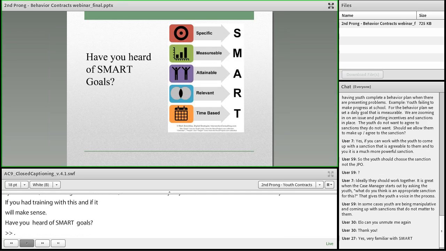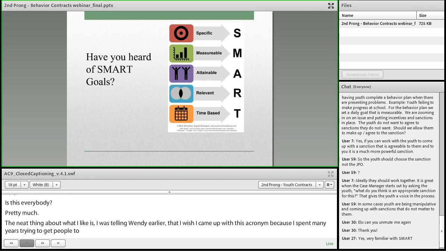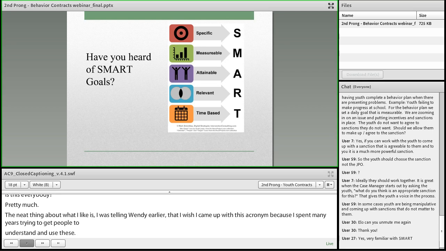The neat thing about what I like about this is that I was telling Wendy earlier today that I wish I had come up with this acronym, because I spent many years trying to get folks to understand and use these: to be specific, to be measurable, to be attainable, to be relevant and time-based when you're trying to get people to do things. Yourselves, your children, kids on your caseloads, stuff like that.